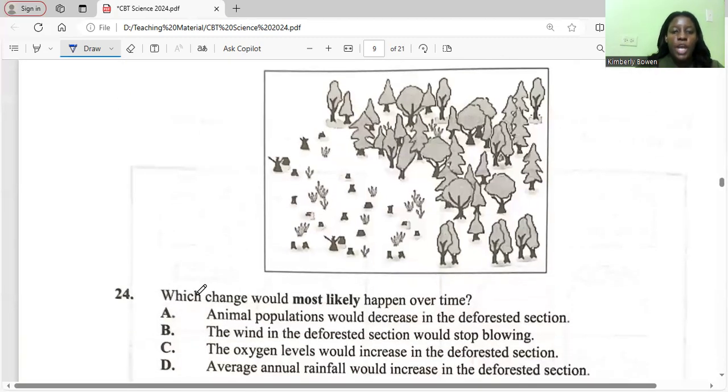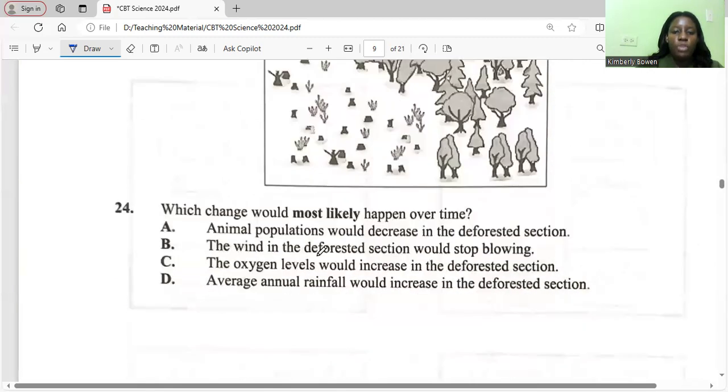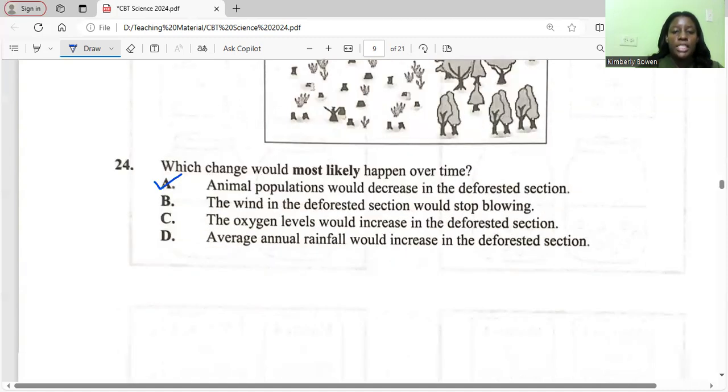We're seeing the picture here. Which change would most likely happen over time? Animal population would decrease in the deforested section. Wind in the deforested section would stop blowing. That's not possible. This is the correct answer, but I'm just looking at the other options. The oxygen level would increase. That's also not true because there are not many trees there, so there wouldn't be an increase. Average annual rainfall would increase. Also not true, because there are not many trees there. So the correct answer is A.